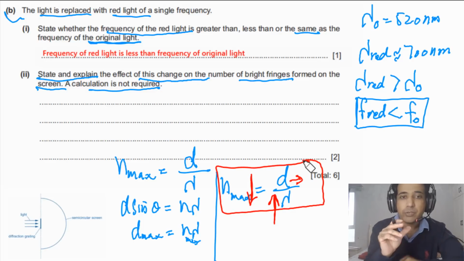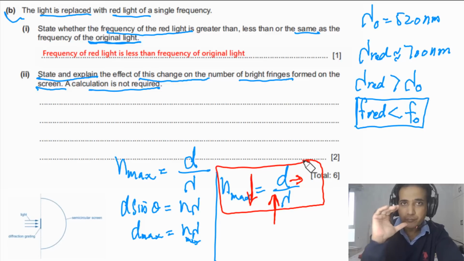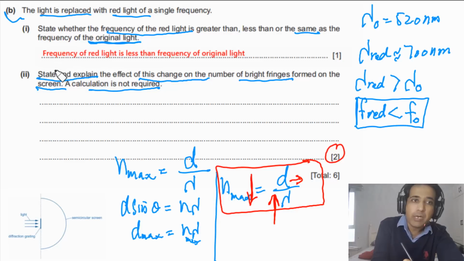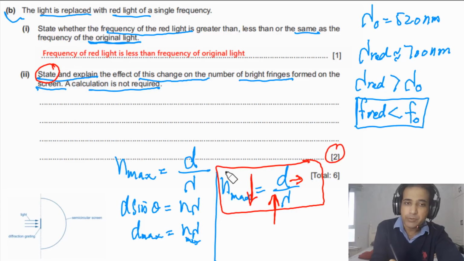First, we need to say that the total number of bright fringes will decrease. Then we need to explain: because d is the same and lambda has increased, n will decrease, so fewer bright fringes will form on the screen. This is how you need to answer. This question has 2 marks: 1 mark for stating what is happening to n, and the second mark for explaining.